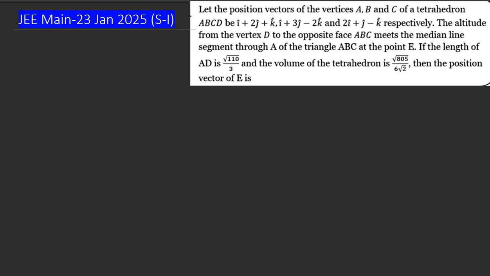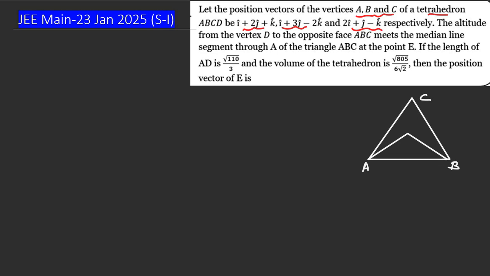The next question: position vectors of the vertices of a tetrahedron. A prism or pyramid is an example of a tetrahedron. The vertices are given in the form of vectors A, B, and C. The altitude from the vertex D to the opposite face ABC meets the median line segment through A. So let us draw the diagram. I have taken the base in the form of a triangle with vertices A, B, and C.